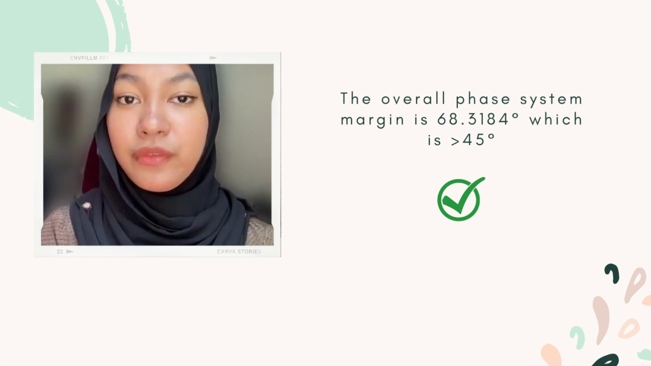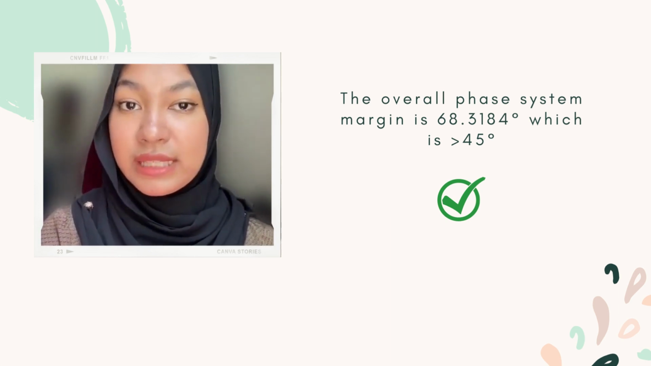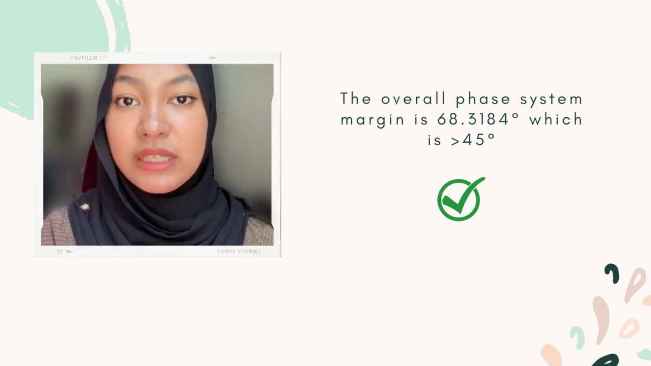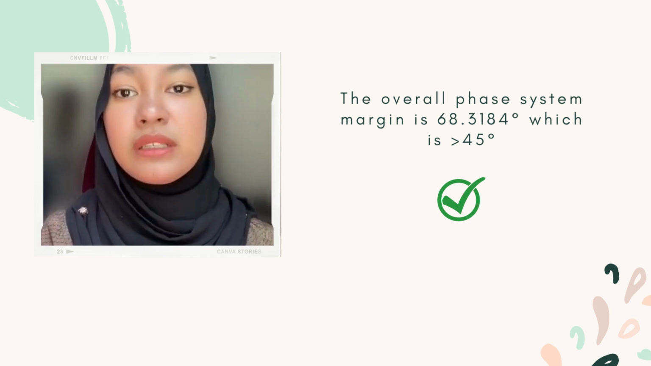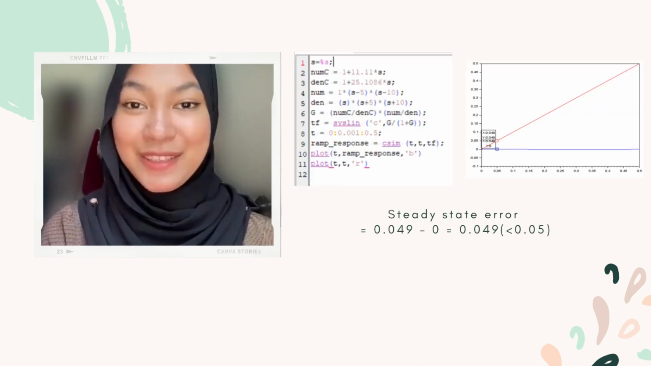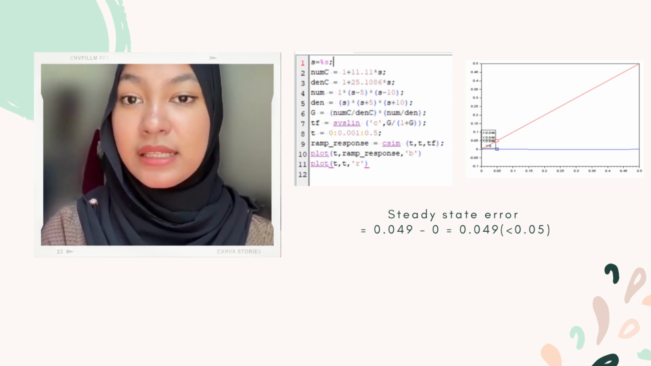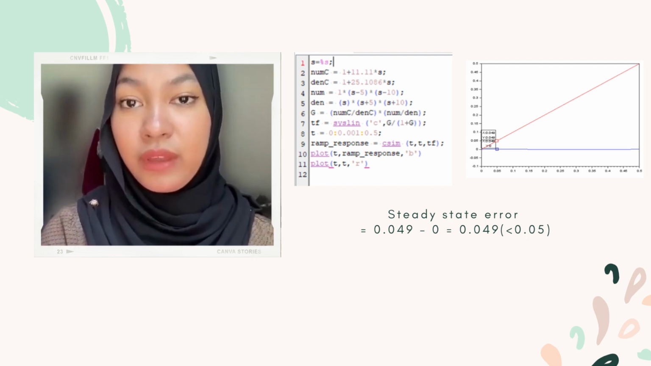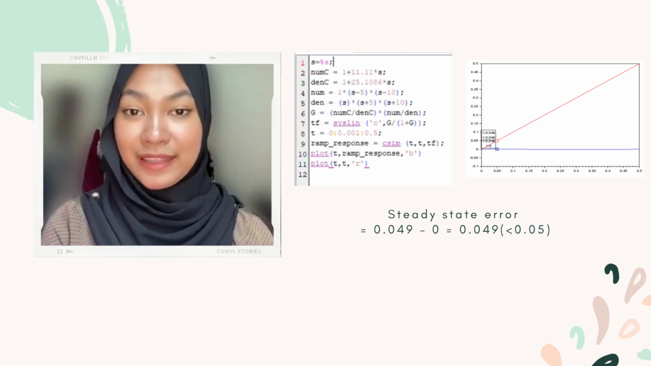To confirm the phase margin is more than 45 degrees, the overall system phase margin is 68.3184 degrees, which is more than 45 degrees and satisfies the requirement too. To confirm the ramp response, the steady state error is 0.049 minus 0, and we get the answer 0.049, which is less than 0.05. Thus, it satisfies the first requirement. That's all for my part, and thank you.